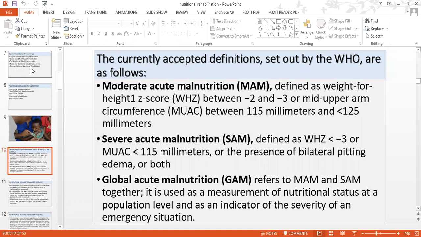or mid-upper arm circumference less than 115 millimeters, or presence of bilateral edema, or both. That's important here for the acute malnutrition classification. There is also a third term here, global acute malnutrition. It refers to both moderate and severe acute malnutrition, and it is used as a measurement of nutrition status at population level, and is an indicator of the severity of an emergency situation.